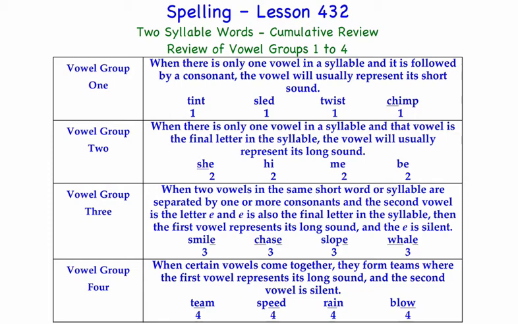Vowel group 3, the silent E group, where the E at the end of the word is silent. Underline that E. The first vowel in the syllable will represent its long sound. Vowel group 4, 2 vowels joined together, form a team. The first vowel represents its long sound.